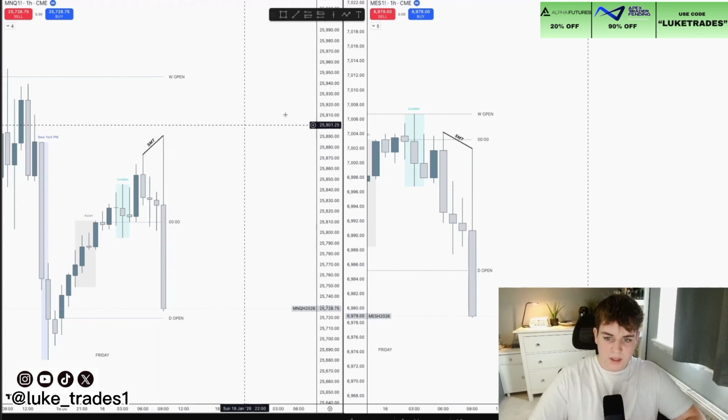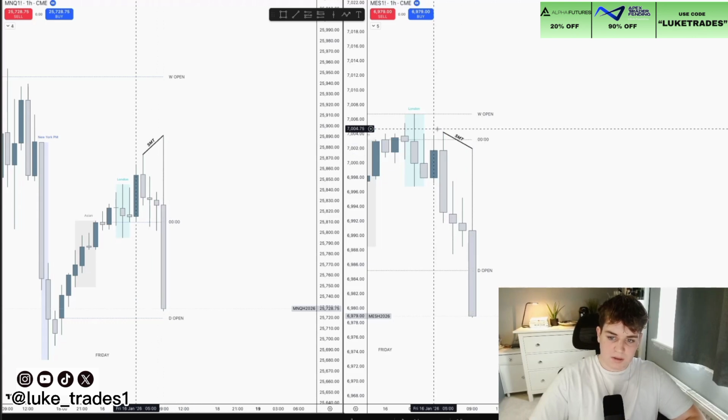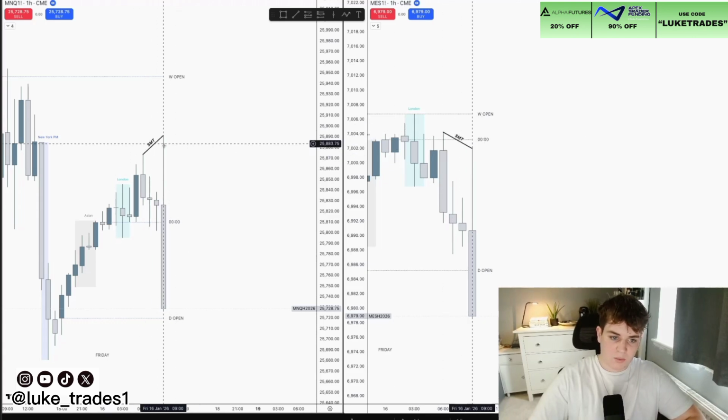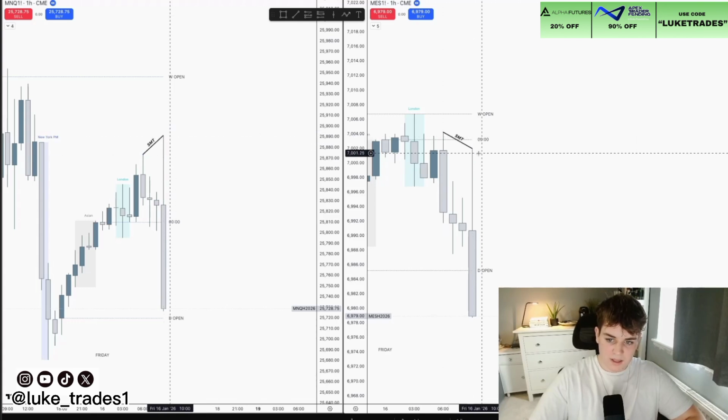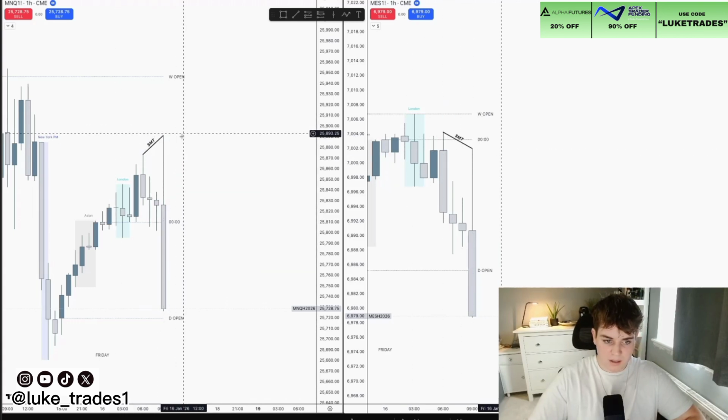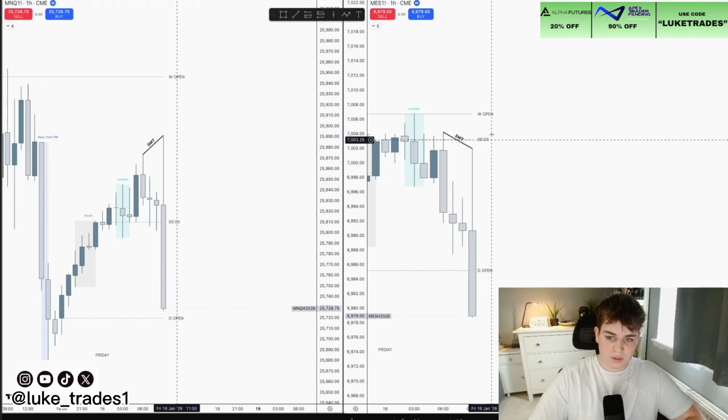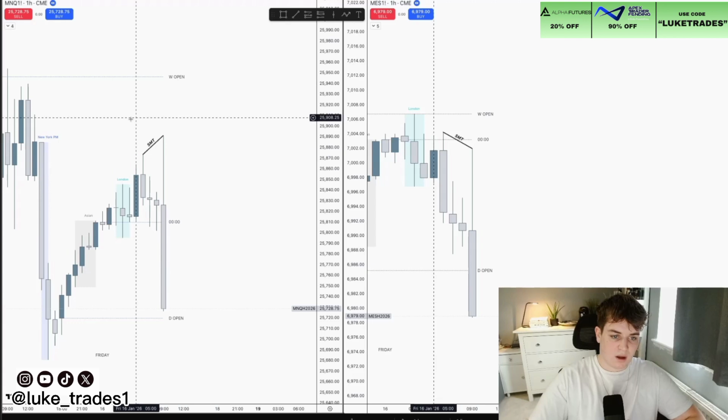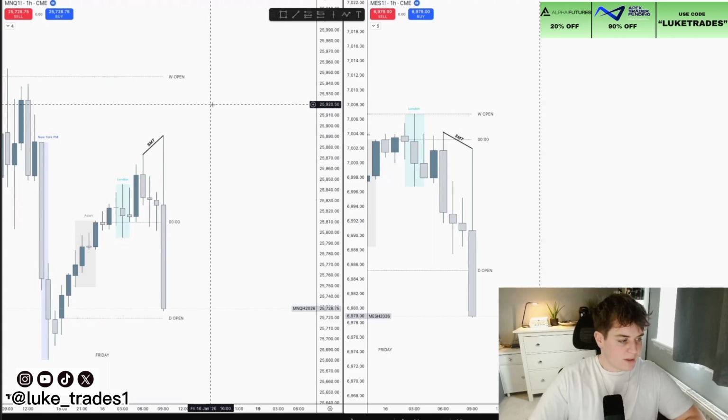In short, ES is weaker because it failed to create the higher high where NQ created the higher high, right? ES created the lower high, NQ created the higher high. Naturally, if you were short, you would want to short ES over NQ, right? Pretty simple. Let's do a bullish example.